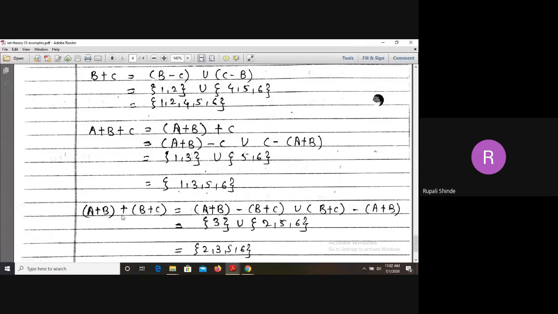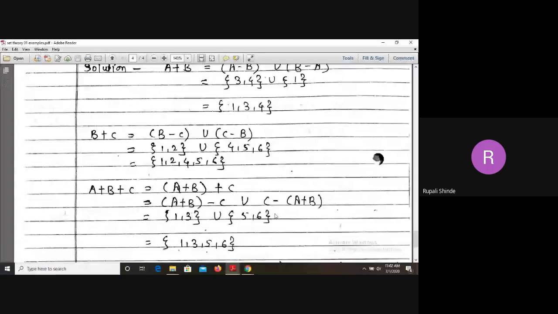A plus B plus B plus C. Again, we have to consider these two are the same, and here is the Boolean sum operation. So again, we have to find out (A plus B minus B plus C), this is one bracket, union (B plus C minus A plus B). So A plus B minus B plus C, what will the meaning be? The elements that are present in A plus B, but not in B plus C.